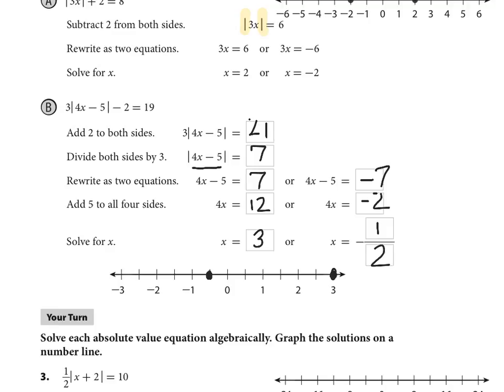The most common mistake made when solving absolute value equations is forgetting to isolate the absolute value bars first, as in this step right here, before you rewrite it into two separate equations.